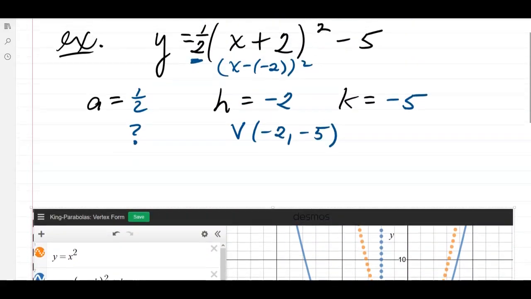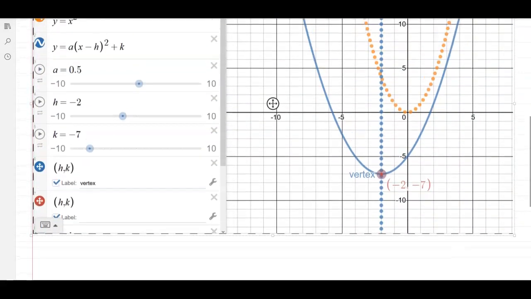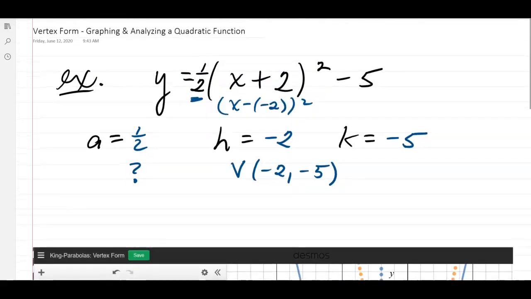And I guess I grabbed a different number when I did the Desmos. I chose -7, so let me fix that. This number here needs to go to -7. This number here goes to -7. And this here goes to -7.